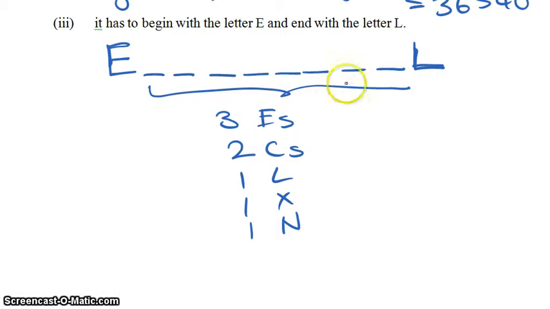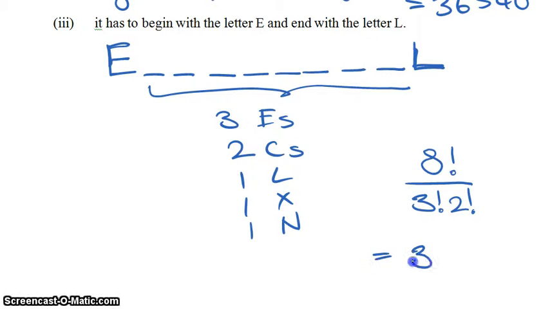So again, how many ways are there to arrange this? This E and this L are fixed. In here, I now have 8 letters to arrange, which I could do in 8 factorial ways if they were all distinct. But I've got 3 E's repeated and 2 C's repeated, so I divide by 3 factorial, 2 factorial. And that gives me an answer of 3,360.